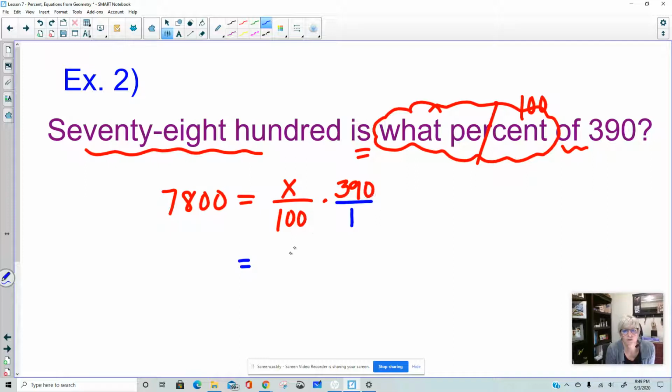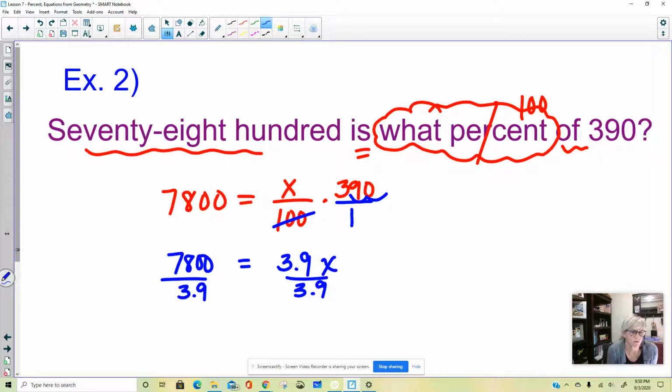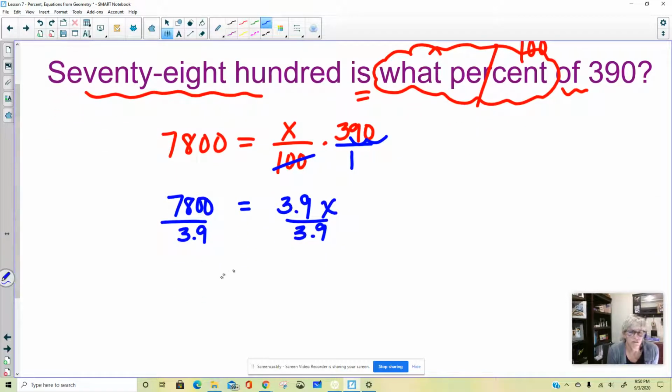7,800 equals 3.9x. Divide both sides by 3.9. I probably would do this one in the calculator. Just stick it in there and get x equals 2,000. Okay, keep in mind, when you're asked for what percent, you're actually solving for the percent. So your answer should include the percent.